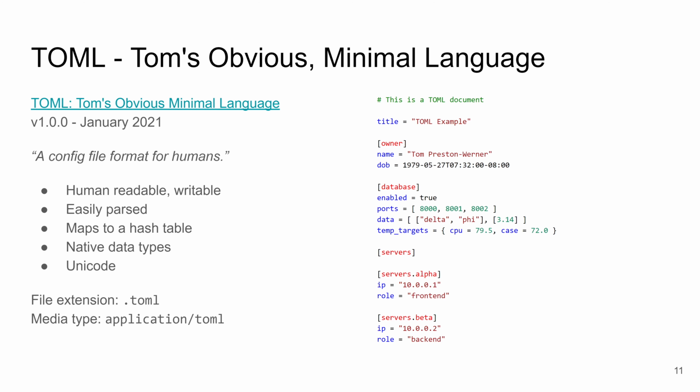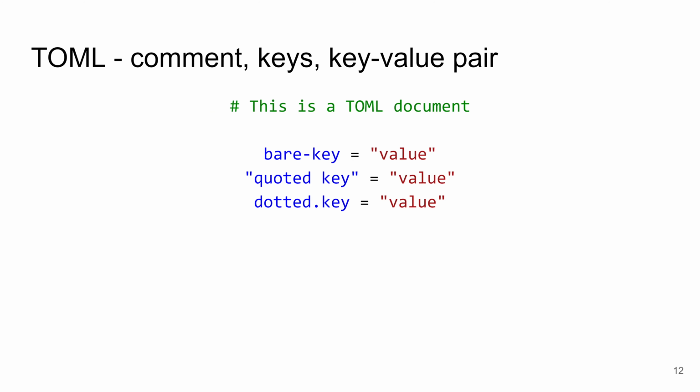And also TOML is encoded using Unicode, so there is no longer a need for escaping regular Unicode strings. TOML also has its own media type, application/toml, and a typically used file extension, .toml. Now, in the slide you can see a complete TOML example, but I will introduce you to TOML step by step. And we'll start with comments.